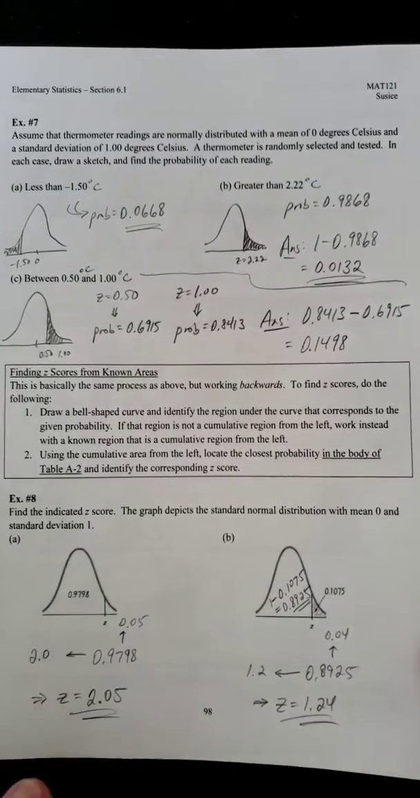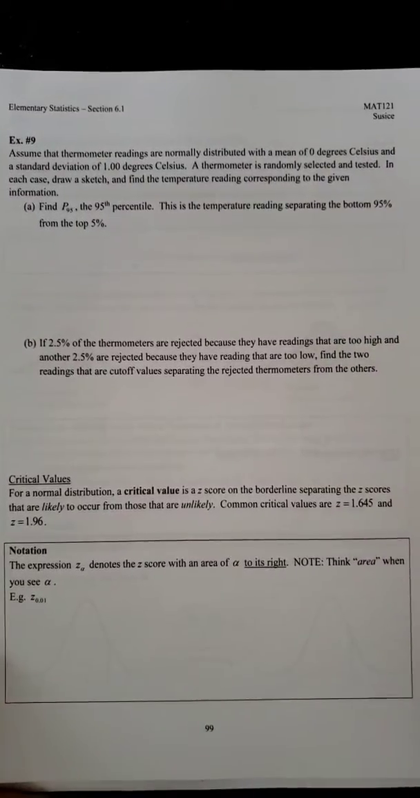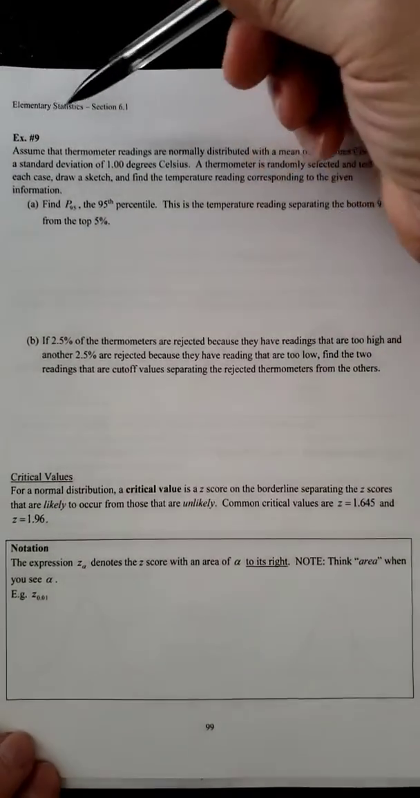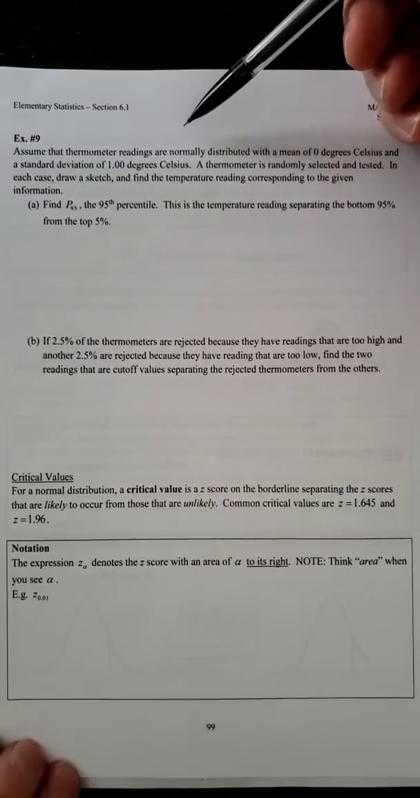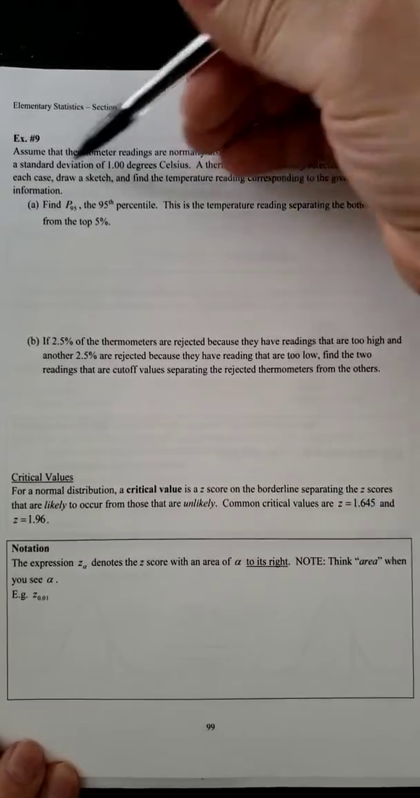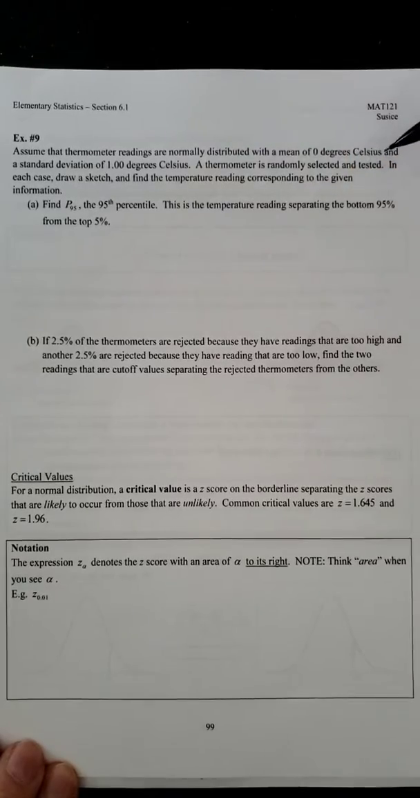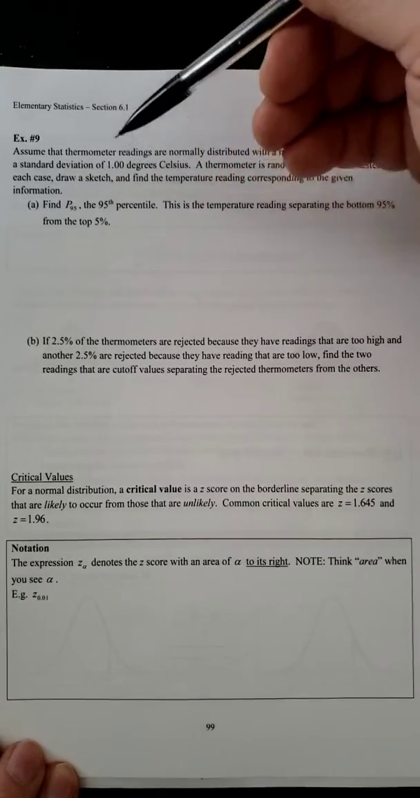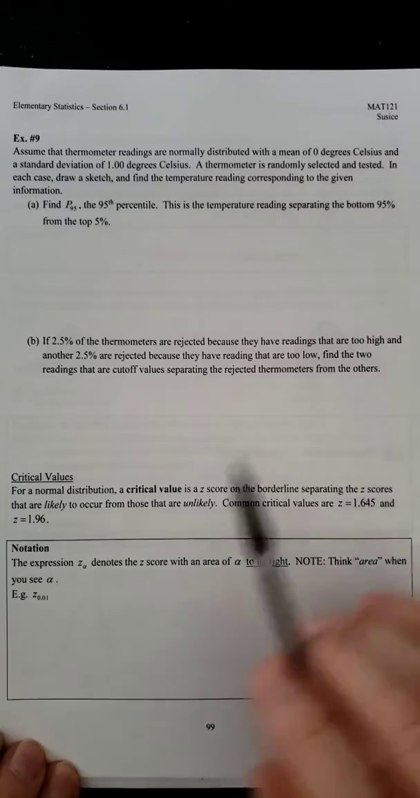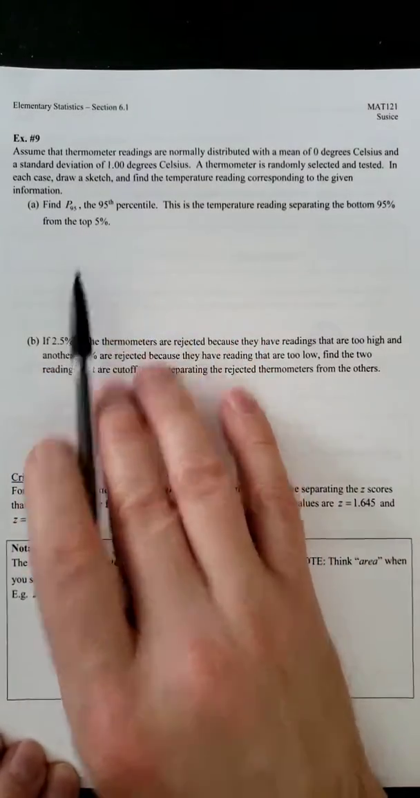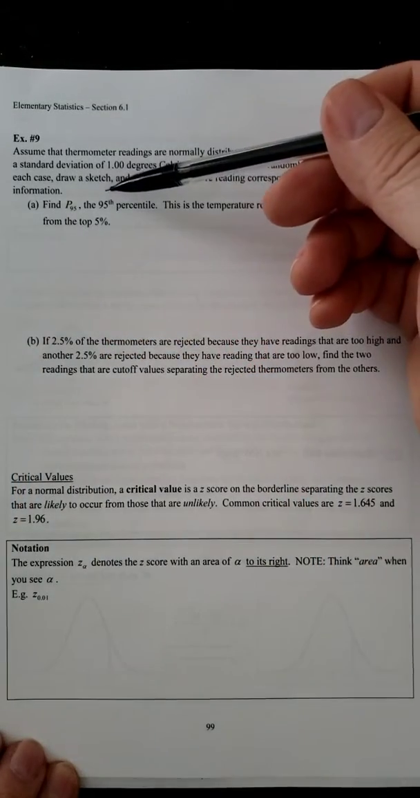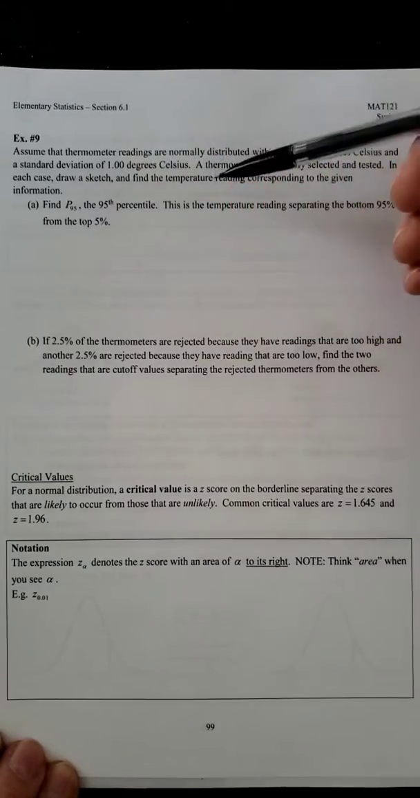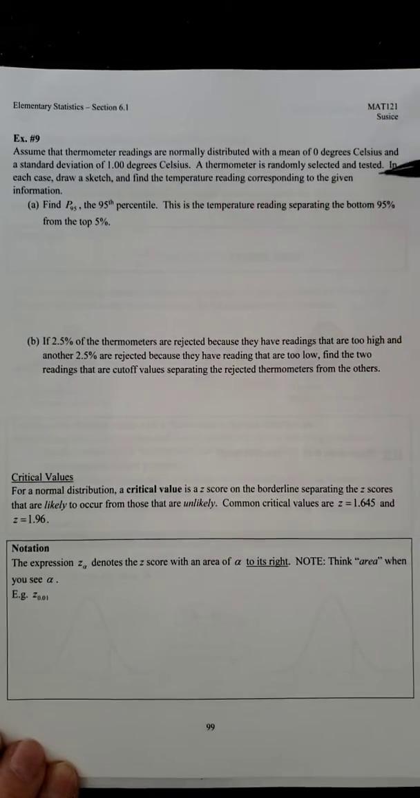All right, let's try a different style problem. So if we look at this one, we got to assume that a thermometer reading is out. We're back to the thermometers. They're normally distributed, mean of 0, standard deviation of 1. Thermometers randomly selected and tested. In each case, draw a sketch, find the temperature, and so on. All right, so now the wording's a little different. It says find the 95th percentile, P95. This temperature is the temperature reading separating the bottom 95% from the top 5%.